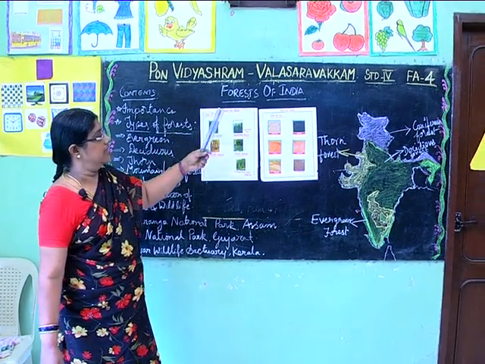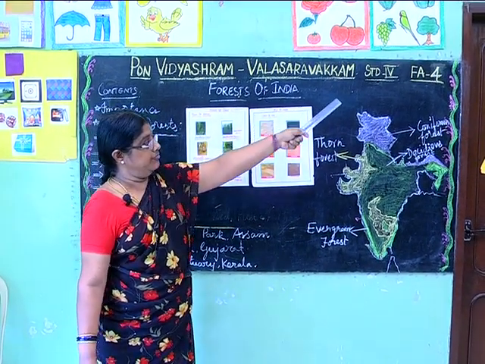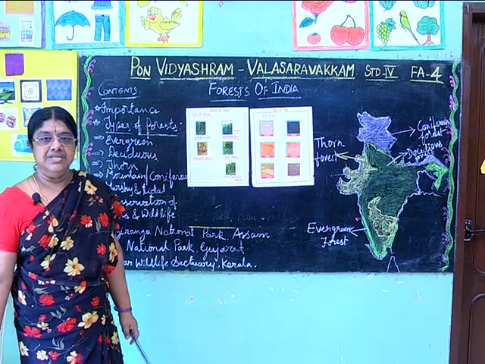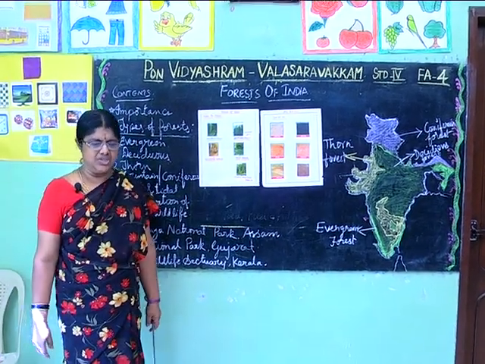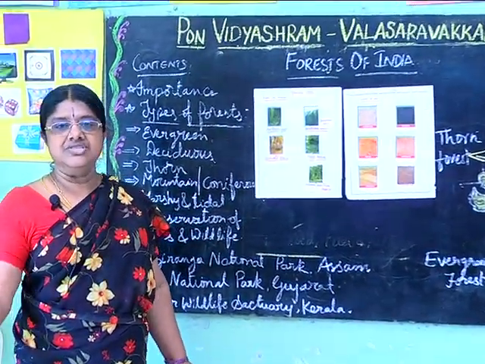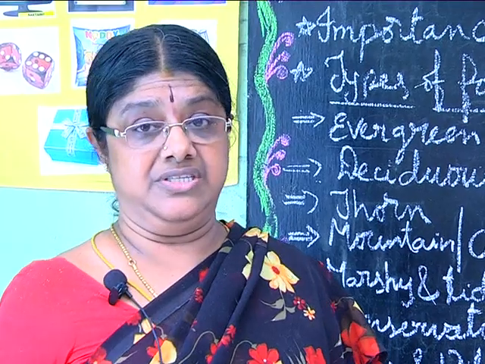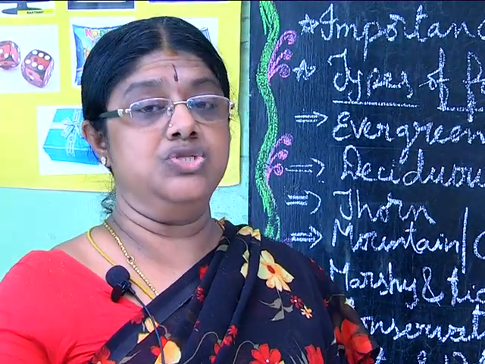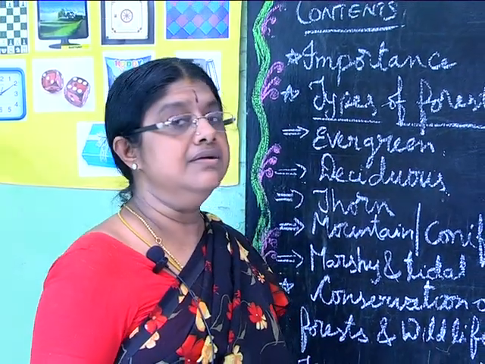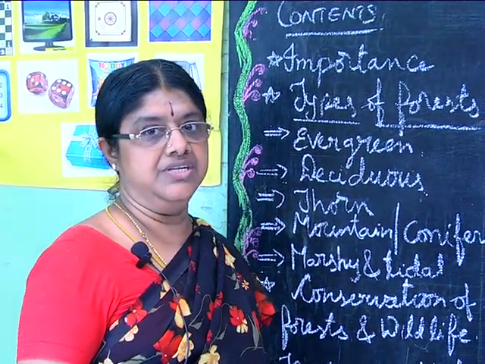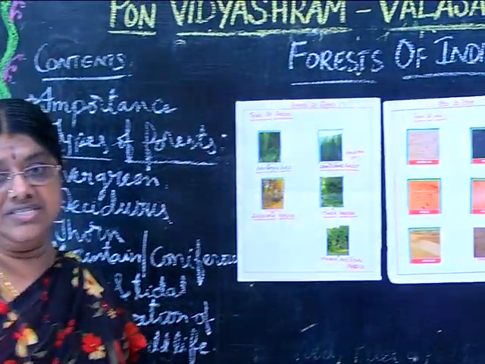Social science. We are going to learn Forests of India, the FA4 portion for 4th standard. Have you ever heard about the term natural vegetation? What is natural vegetation? Any tree or trees in group which grows on its own without the effort of mankind, then it is called a natural vegetation. So the common term used for natural vegetation is forest.